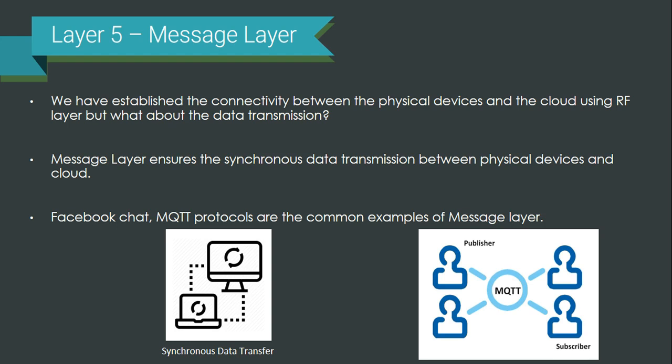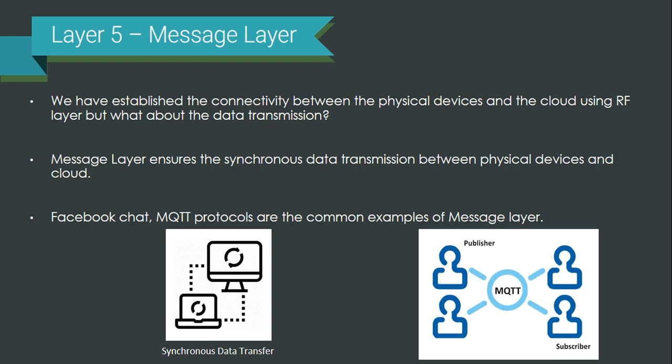The fifth layer is the message layer. We have chosen the sensor, we have chosen the microcontroller, we have interfaced properly, we have chosen the right RF mechanism as well. Now, what is the next step? We have established the connectivity between the physical devices and the cloud using the RF layer. But what about the data transmission? The message layer will ensure that the data is all transmitted smoothly.